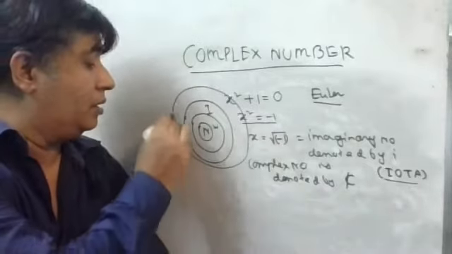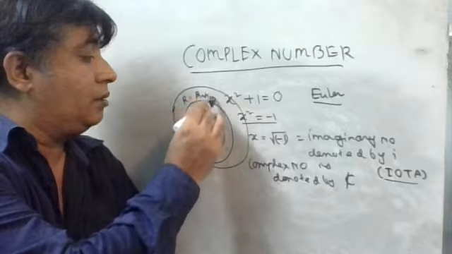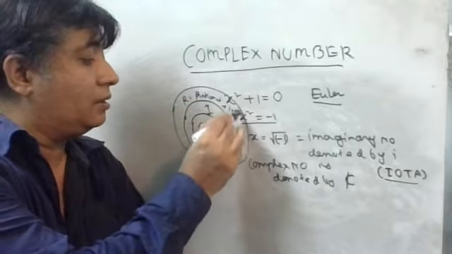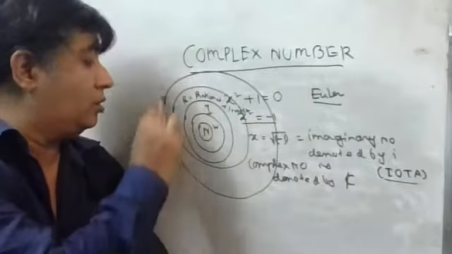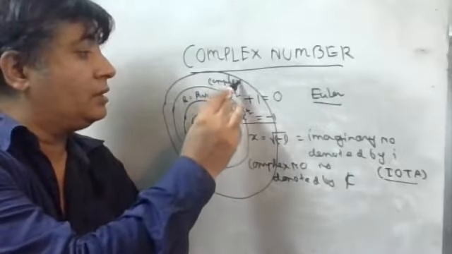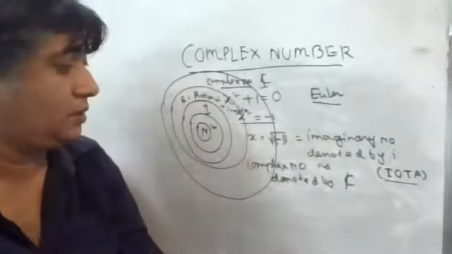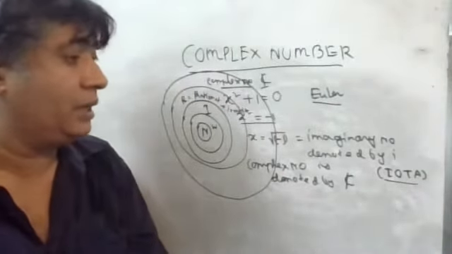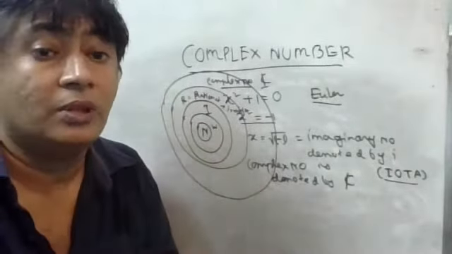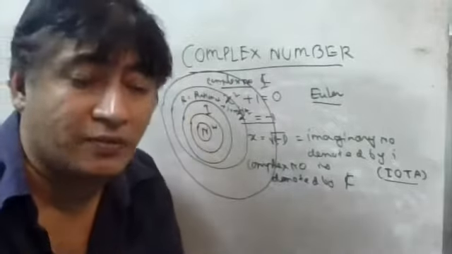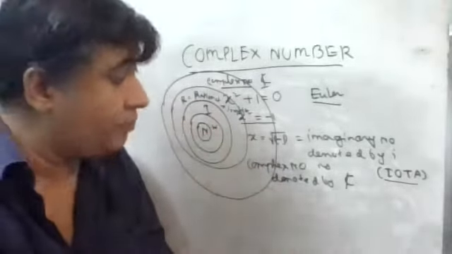Now real numbers comprise rational plus irrational numbers. And complex number is the superset of all sets, and it will be denoted by script C. So any real number can also be expressed in complex form. Now the question is, what is complex form? I hope you could follow this.